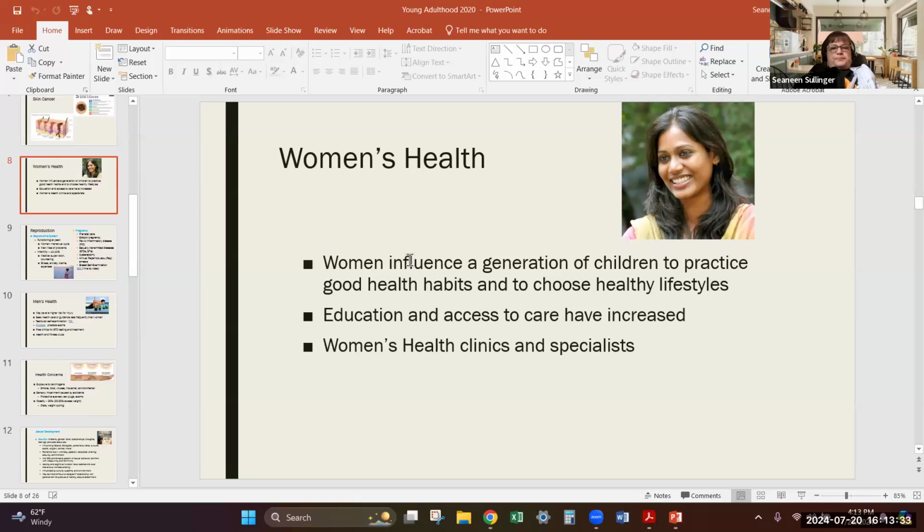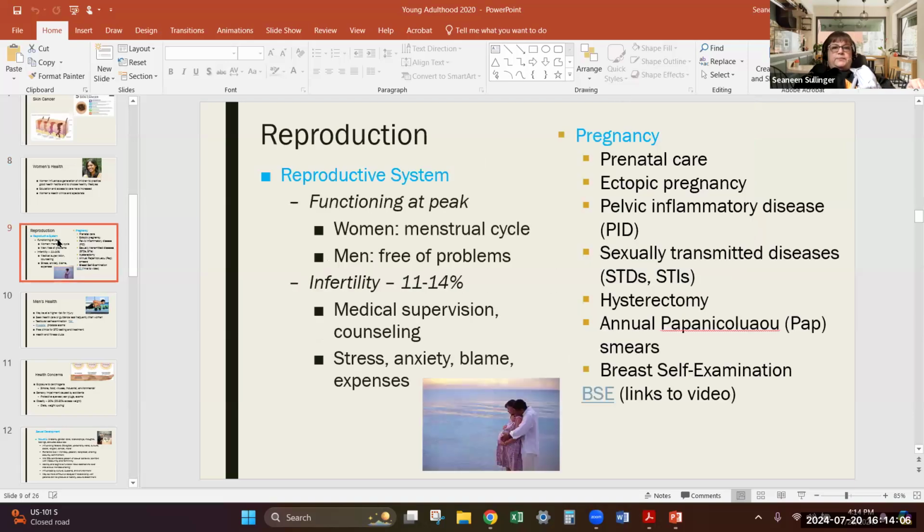And so women's health is a specific field of study, especially with pregnancy, childbirth. And so that's important. It says education and access to care have increased. I'm not sure access to care has increased. I think it kind of cycles. So sometimes we have more access and sometimes we have less access, but it is important. Hopefully as healthcare professionals, we can know what local resources are available so that we can send people to those resources. In terms of reproduction, the functioning is at its peak.